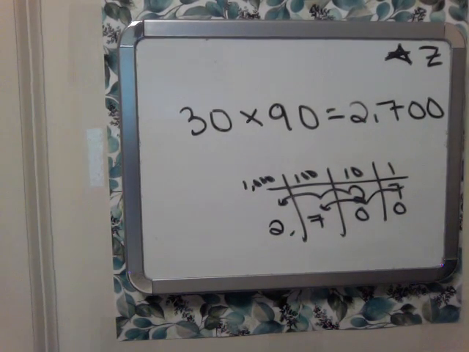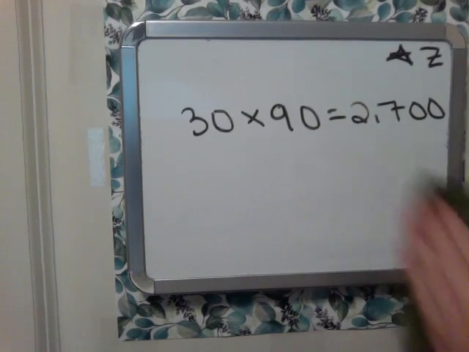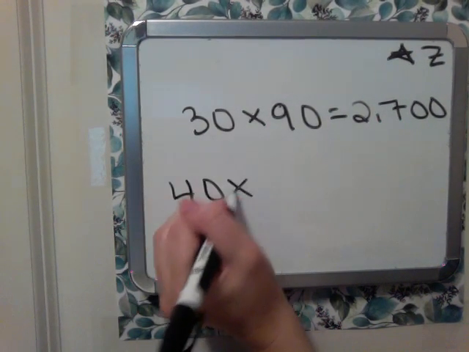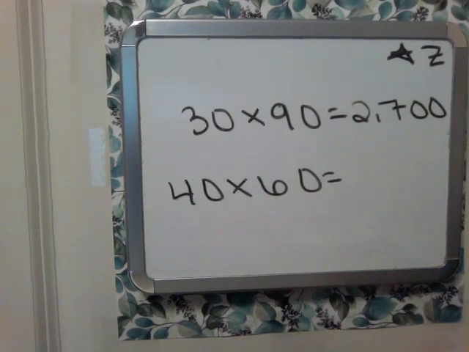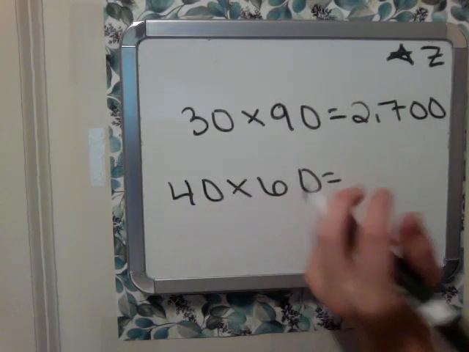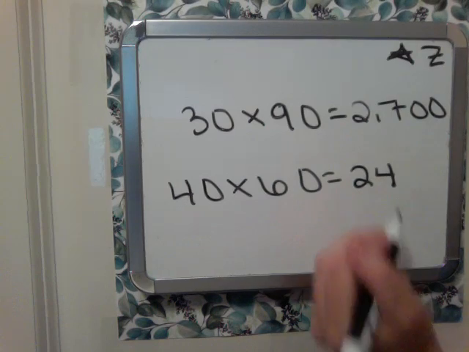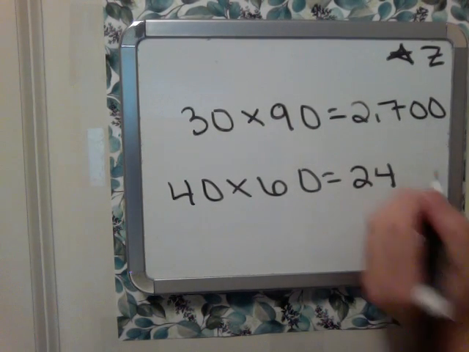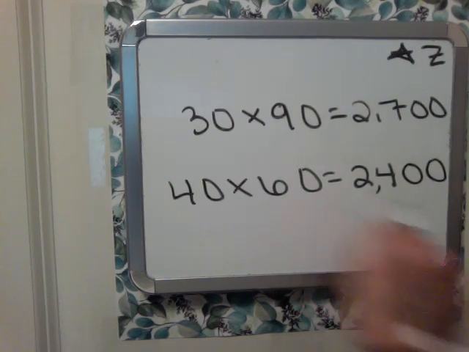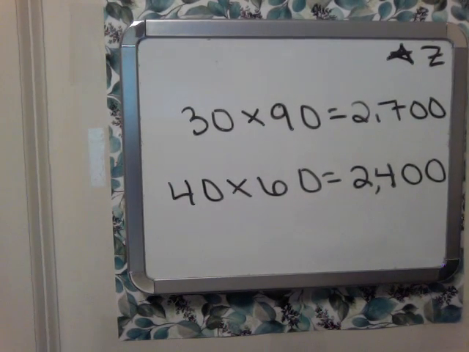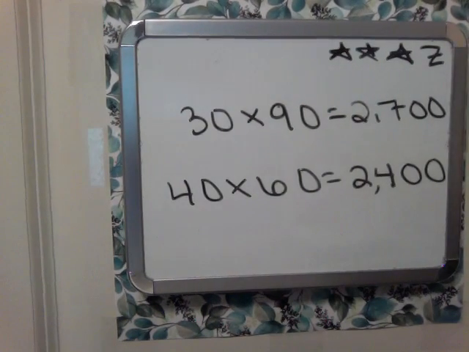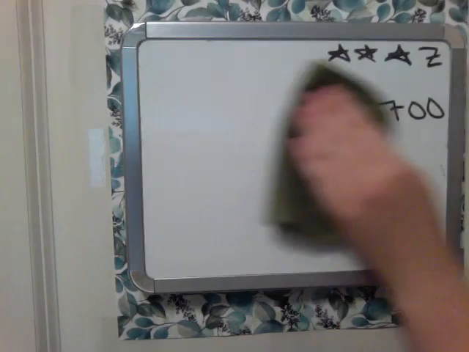2,700. For the second one, we have 40 times 60. So if you don't want to draw the place value chart, you can do 4 times 6 is 24. Move it over 2 places on the place value chart. Leaves room for 2 zeros on the end. So go ahead and add those 2 zeros. You have 2,400. You can earn 2 stars on this problem, 1 for each multiplication problem.